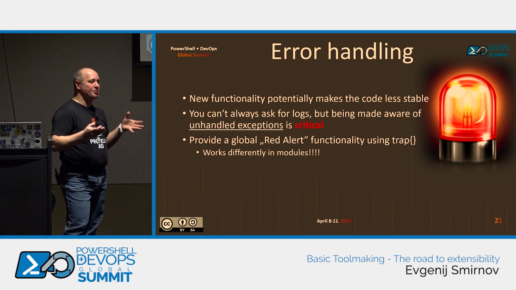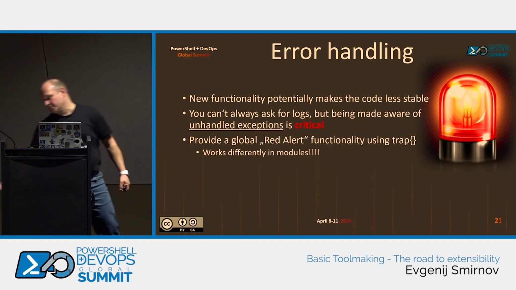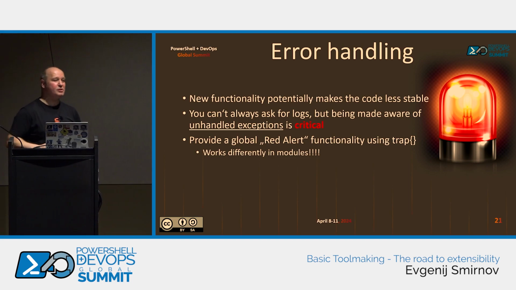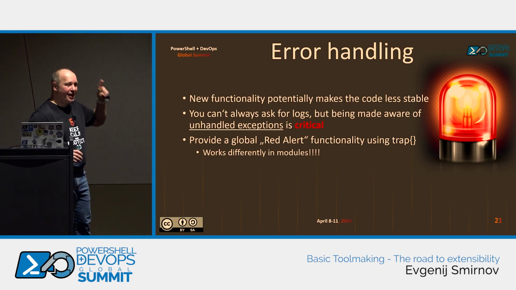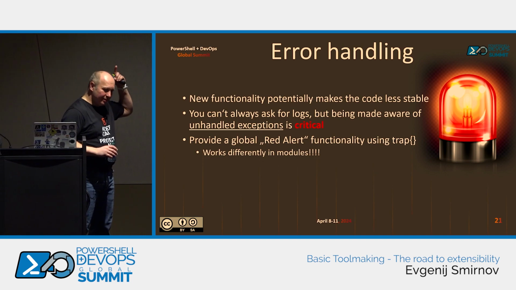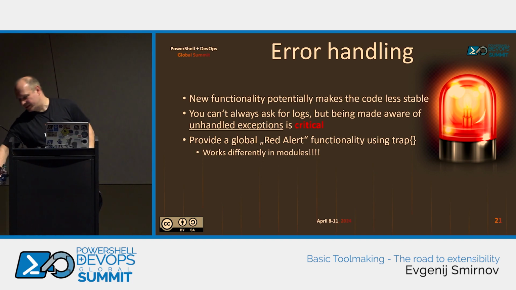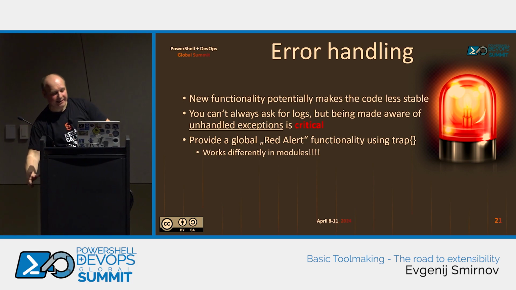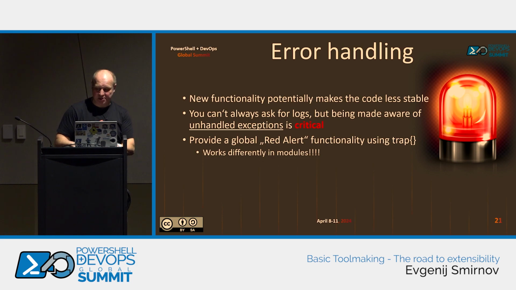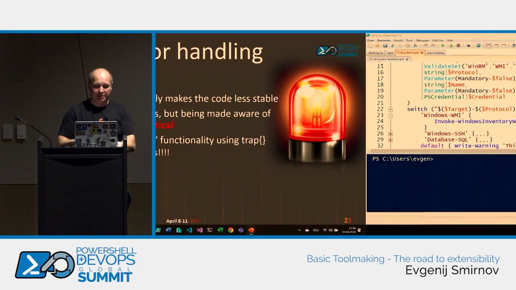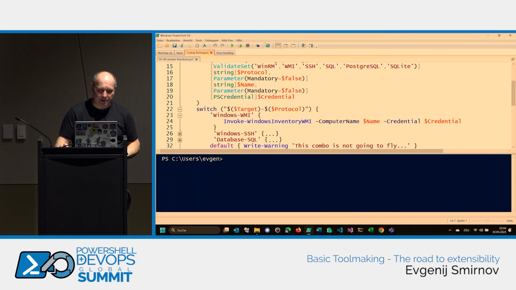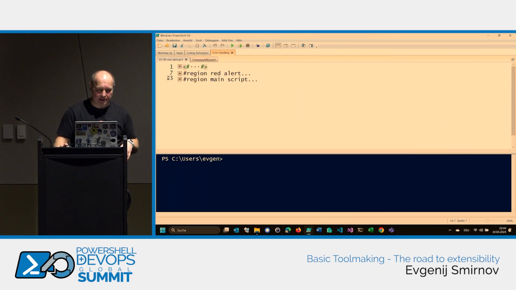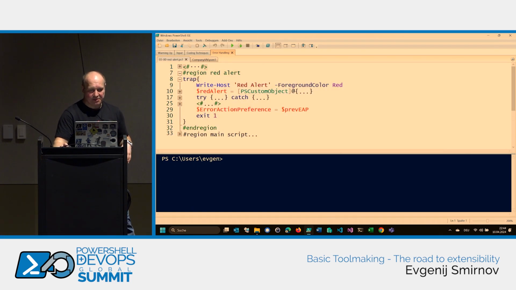The trap statement in PowerShell is not very useful, but it is useful for this one thing: provide a global quick breakout to unhandled exceptions, and provide like a trouble ticket. I have an example here. I will upload the files into GitHub after the presentation. So this is how it works.